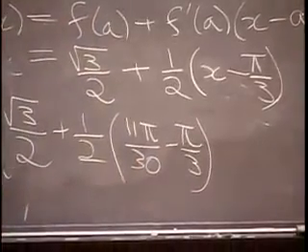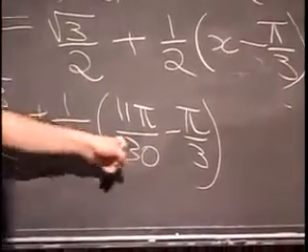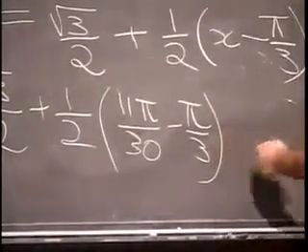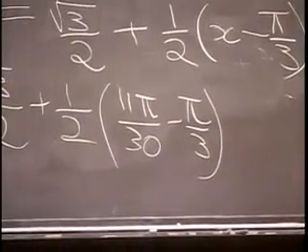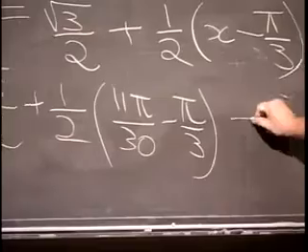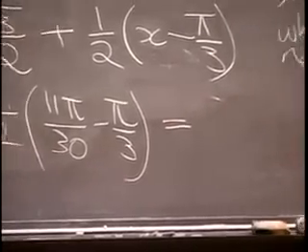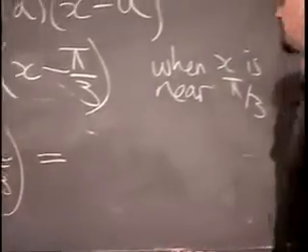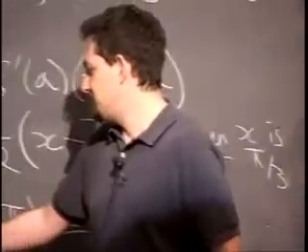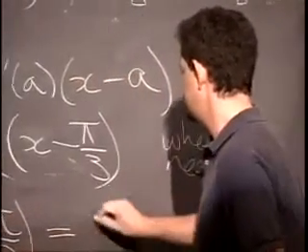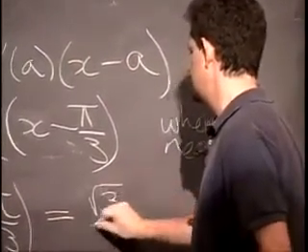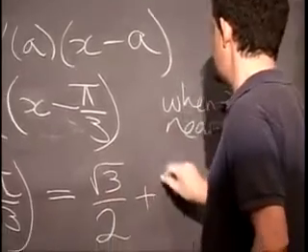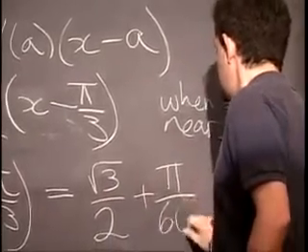And if you work this out, that's 11 pi over 30 minus 10 pi over 30, so it's just pi over 30. One half of pi over 30 makes it pi over 60. And you get root 3 over 2 plus pi over 60.